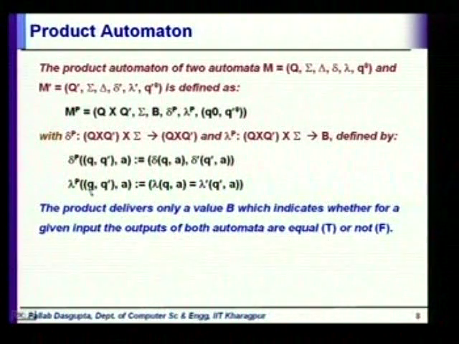And the output function is defined like this: lambda p, the output of the product, when it is in a global state q q dash and on input A, becomes 1 if the outputs of the individual machines m and m dash match. If they are equal, then the output is 1. If they are not equal, then the output is 0. Okay.